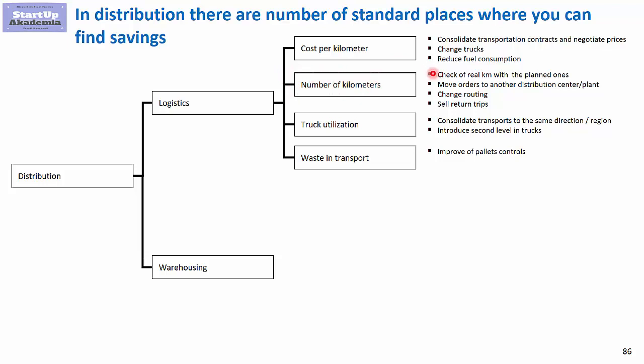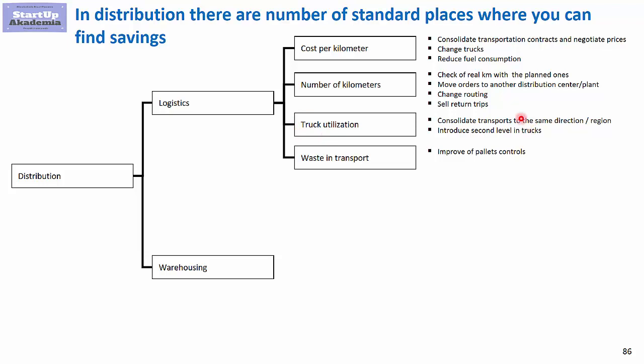So the biggest one is obviously changing the location of the distribution centers, but you can also, for example, check the real kilometers versus planned ones and see whether they are using the optimal routes. You can move some orders from one distribution center to another, obviously change routes, and last but not least, sell the return trips. So try to pick other things to be transported on your way back to the distribution center or to the factory.